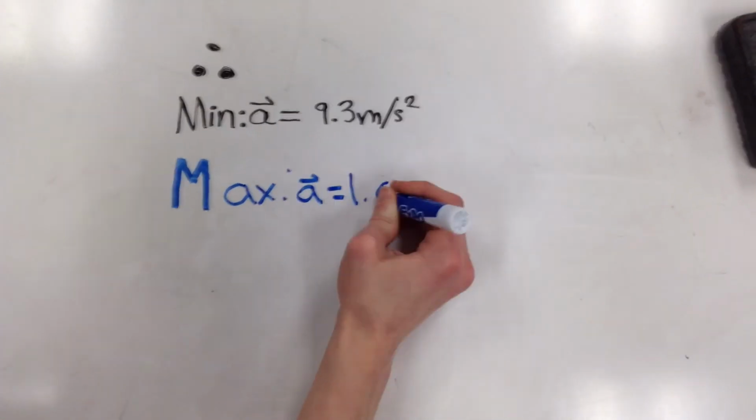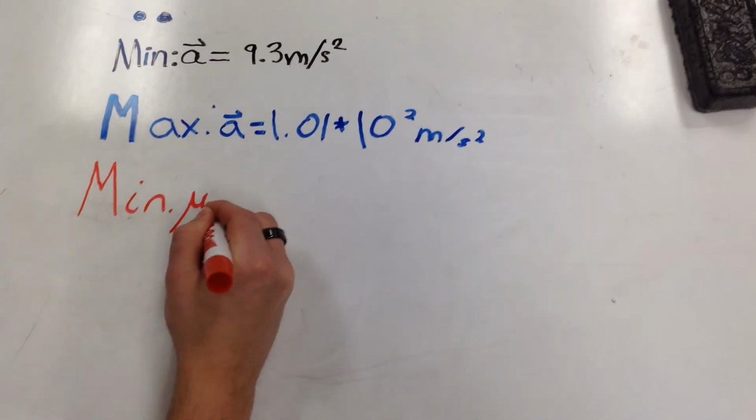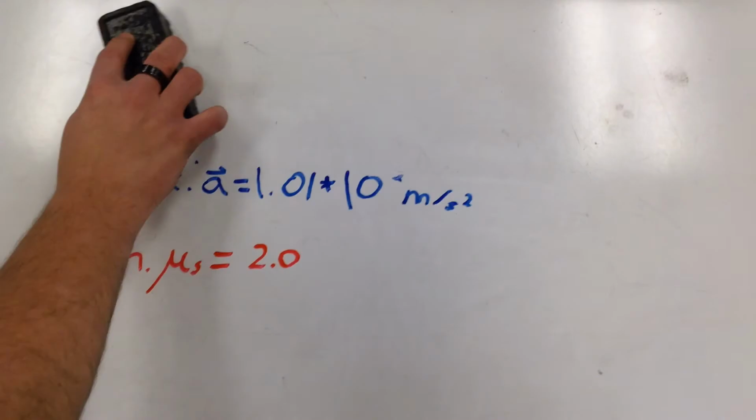The maximum acceleration is equal to 1.01 × 10² meters per second squared. And the minimum value of the coefficient of static friction required to keep the insect on the disc is 2.0.